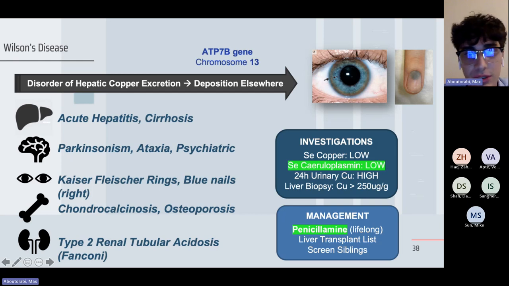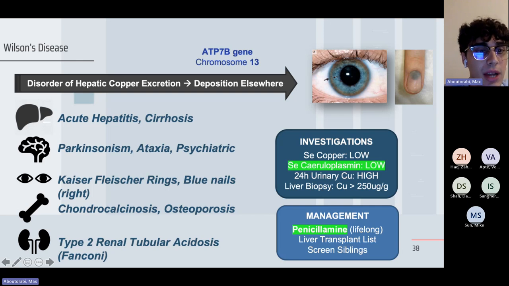So you've also got Wilson's disease, which is caused by a mutation in the ATP7B gene on chromosome 13. It's basically a disorder of hepatic copper excretion, in which you deposit copper into parts of the body. So the brain and the liver are the two most common places, and you can also get it in the eyes. So this picture on the top right is something called a Kayser-Fleischer ring. You won't really see these with the naked eye. You can, but it's quite rare, and it would have to be very severe for you to see them. It's more commonly seen with a slit lamp.